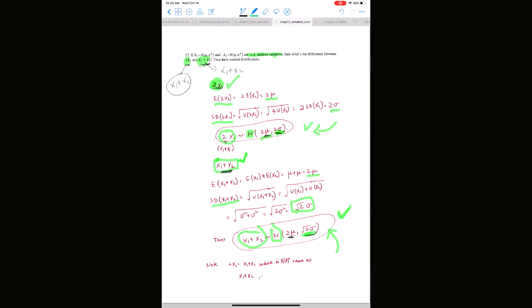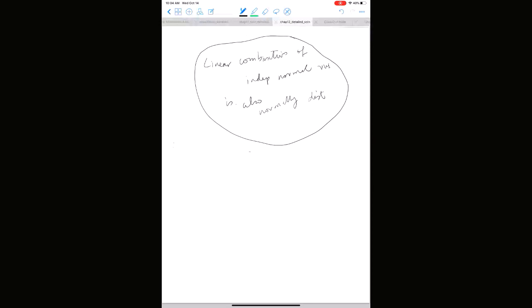Now, at this point, I want to point out a very important thing, and I want you guys to listen very carefully. Everything in chapter 12 depends on a very crucial result which goes as following. The linear combination of independent, normal, random variables is also normally distributed. This is the key thing. This is the key result. This is the one and the only result which we are using in this entire chapter.